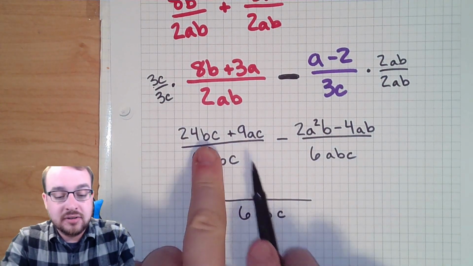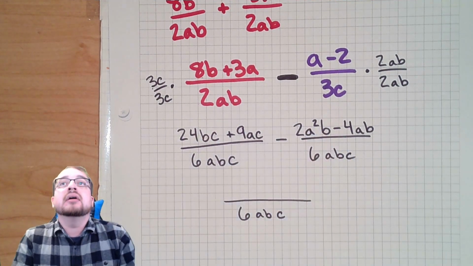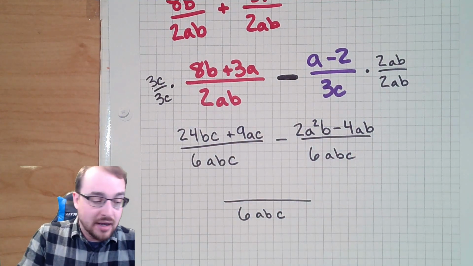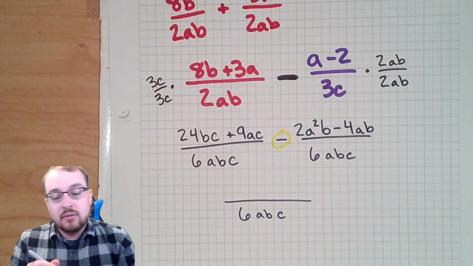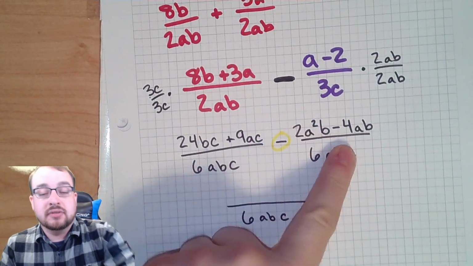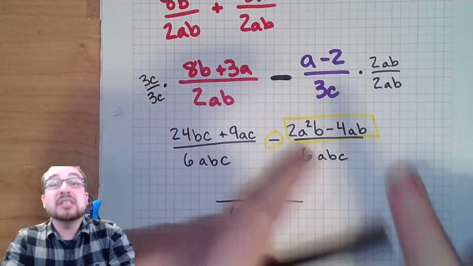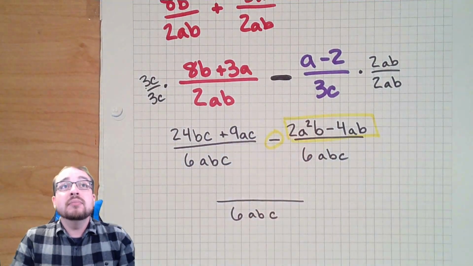It doesn't look like we have any terms that match, bc's, ac's, a squared b's, ab's, right? So I can't combine them into one term, but I can write them all next to each other. And then a word of caution right here, because of this minus sign, when we minus this whole thing here, we are minusing that basically in parentheses, right? We're saying minus all of this, treat it like it's one term.